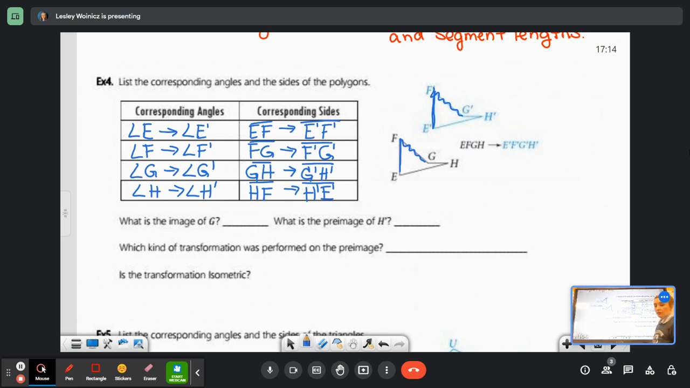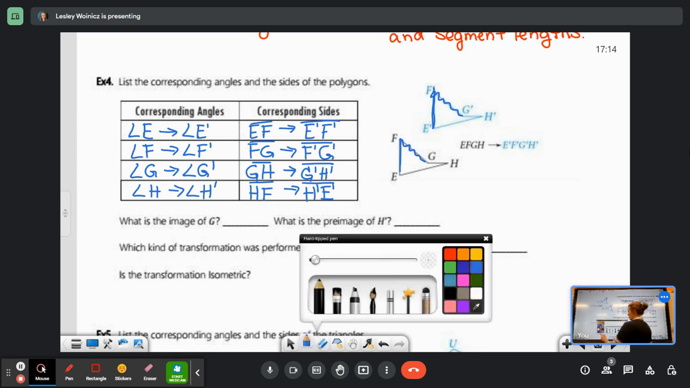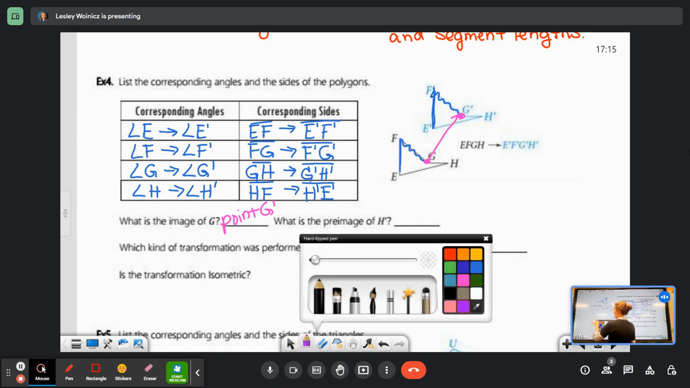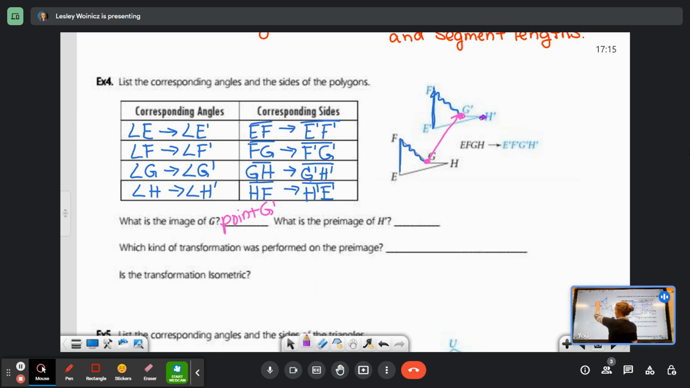Okay, so question is, what is the image of G? So G is the point right here, and it maps to G prime. So point G prime. Okay, what is the pre-image of H prime? Well, H prime is here. Its pre-image obviously had to be point H.